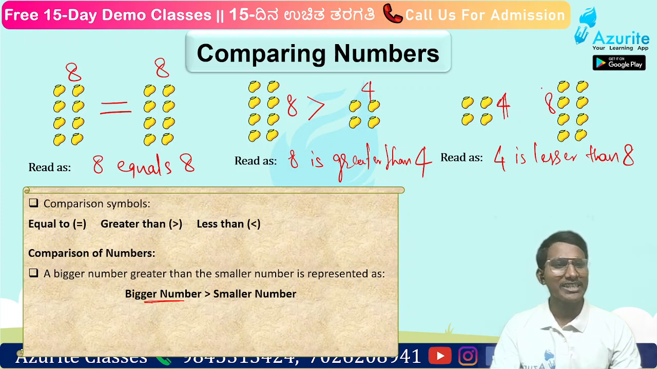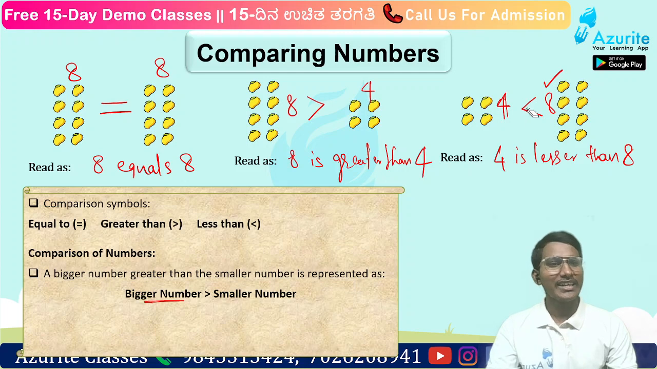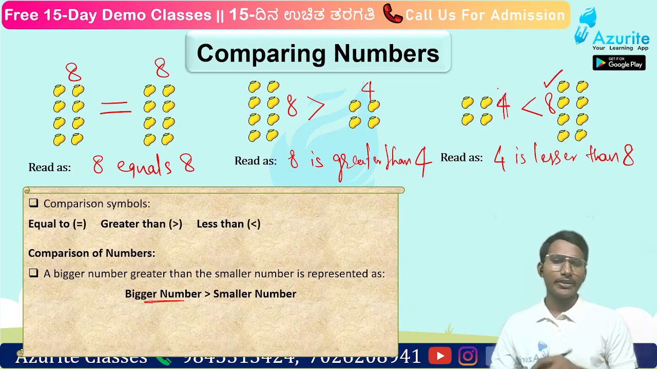Yes, sir, 8 is bigger. So we have to start from 8 and come back to 8, right? That is how we give the symbol. Here it is read as 4 is smaller, that is lesser. So how do we read? 4 is lesser than 8.